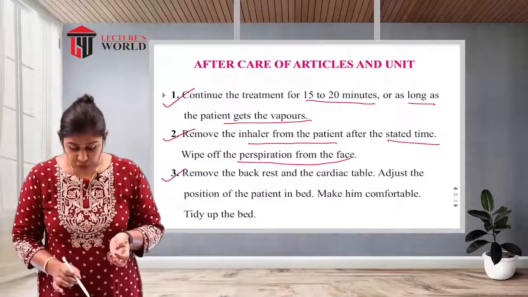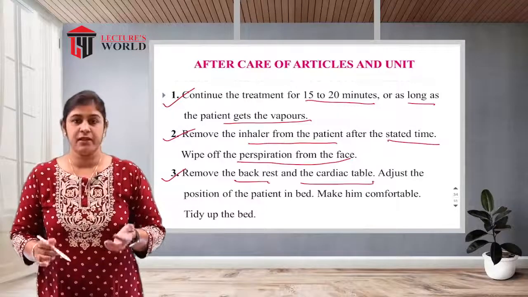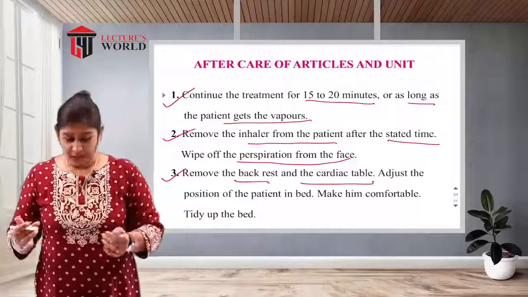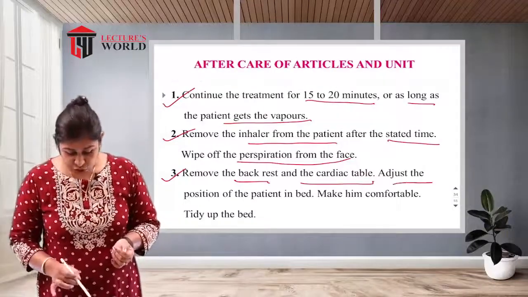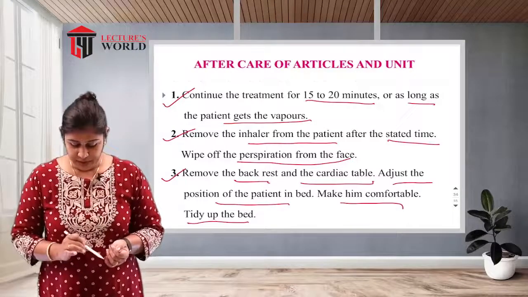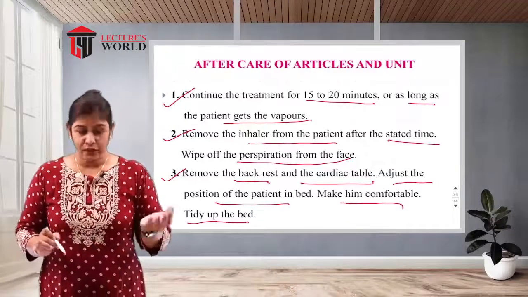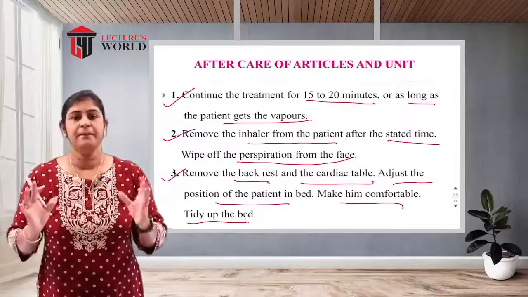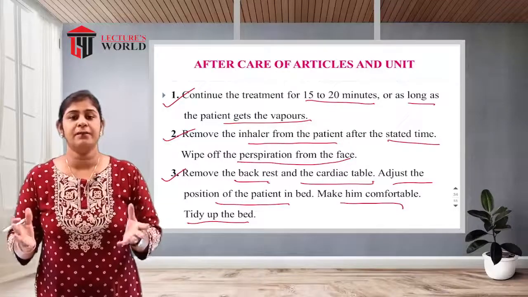Next is remove the backrest and the cardiac table. In the next step, you have to make sure that you remove the backrest and the cardiac table. Adjust the position of the patient in the bed. Make him comfortable. Tidy up the bed. Then adjust the position of the patient in the bed, make him comfortable, and tidy up the bed. Okay.